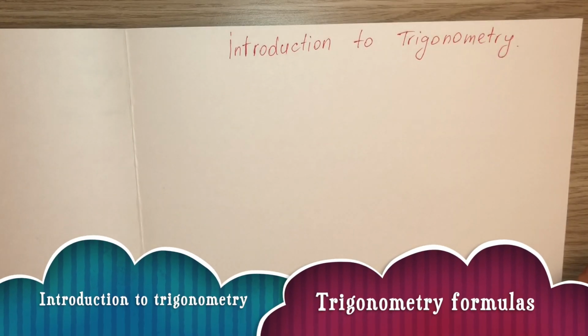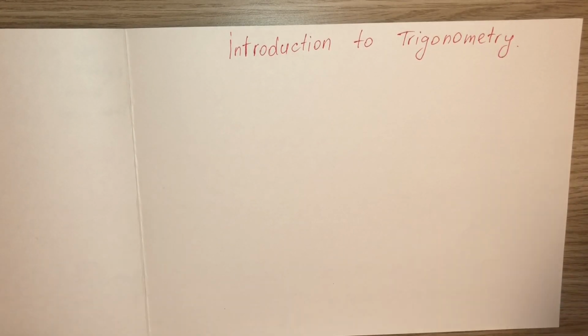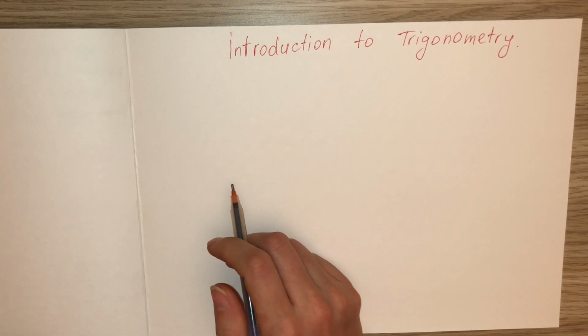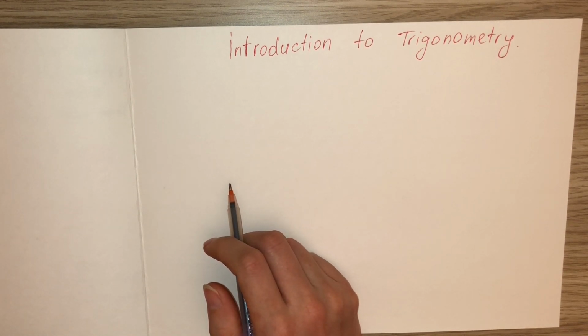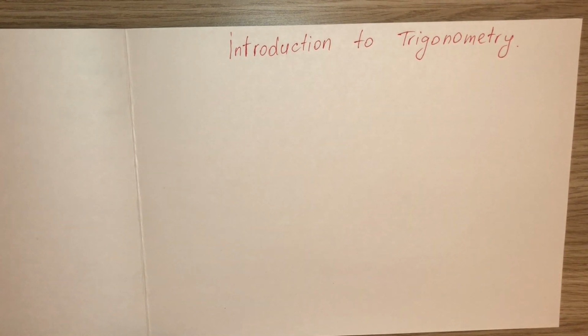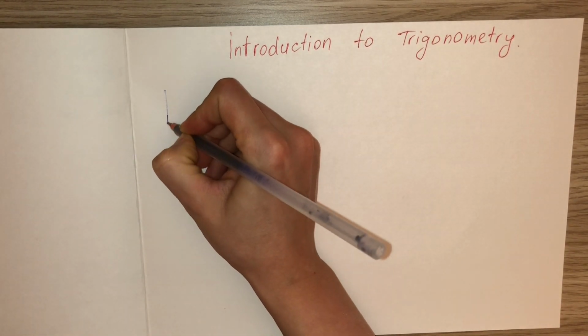Welcome. In this video I'm going to give you the basics of trigonometry. Let's start. Trigonometry, as the name might suggest, is all about triangles. More specifically, trigonometry is about right-angled triangles, where one of the internal angles is 90 degrees.